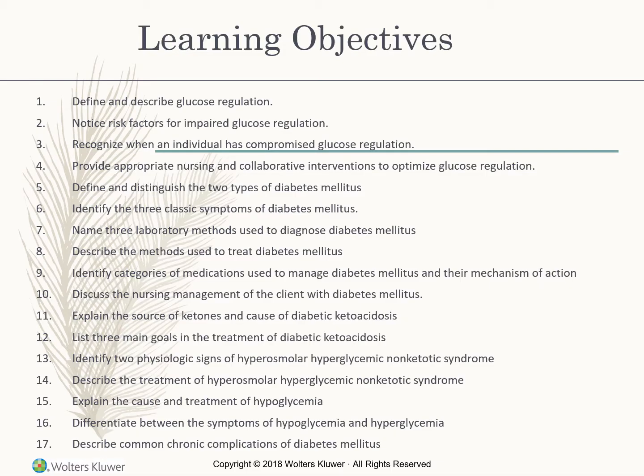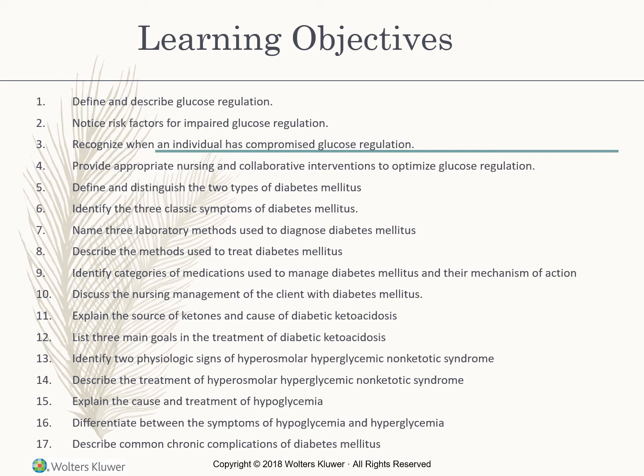So today we're going to define and describe glucose regulation, notice the risk factors for impaired glucose regulation, recognize when an individual has compromised glucose regulation, provide appropriate nursing and collaborative interventions to optimize glucose regulation, define and distinguish the two types of diabetes mellitus, identify the three classic symptoms of diabetes mellitus. Name 3 laboratory methods used to diagnose diabetes mellitus. Describe the methods used to treat diabetes mellitus.